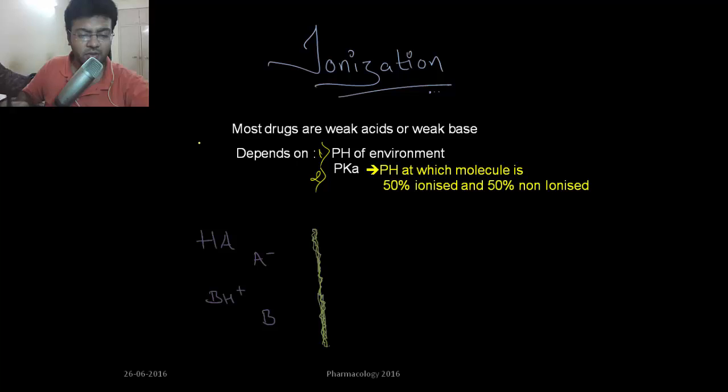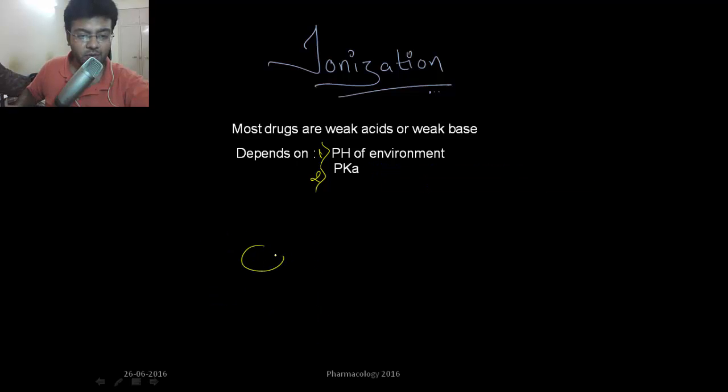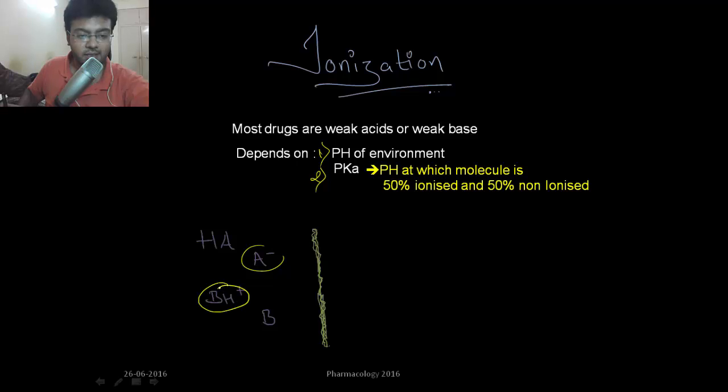Now let's say you have a bunch of drugs. These are the ionized forms of the drugs, and these ones are the non-ionized forms of the drug. Ionized means it has either a negative or a positive charge. These ionized drugs cannot cross the biological membranes. And look, the non-ionized drug can cross the biological membranes and bring about the action.